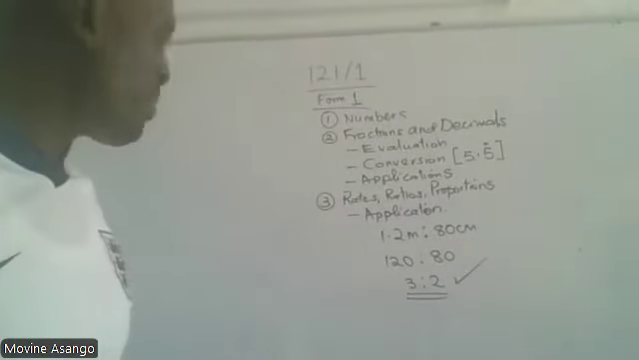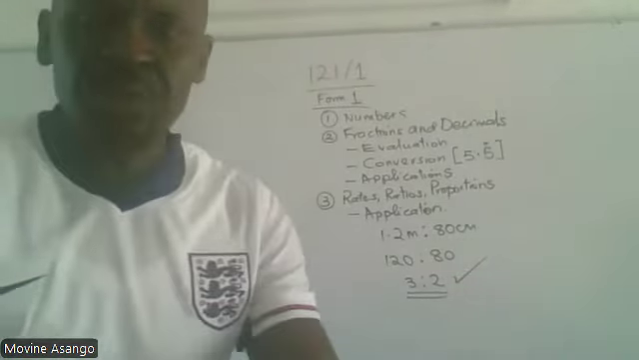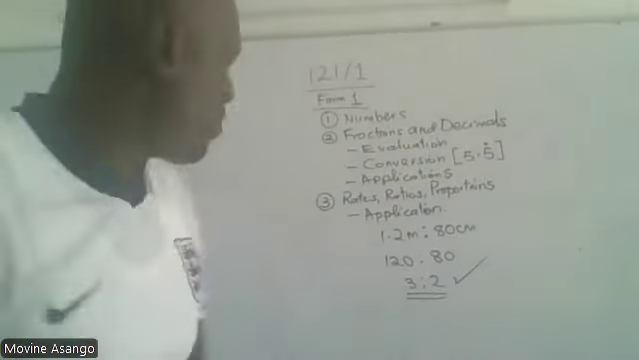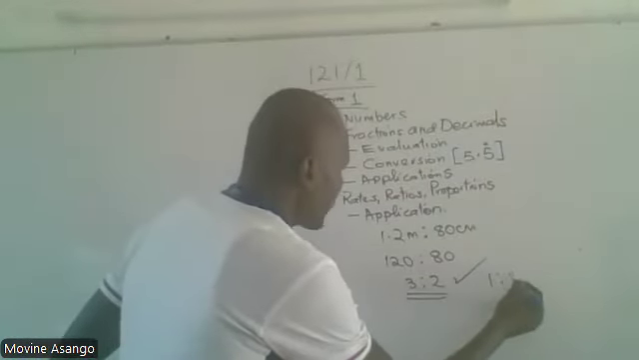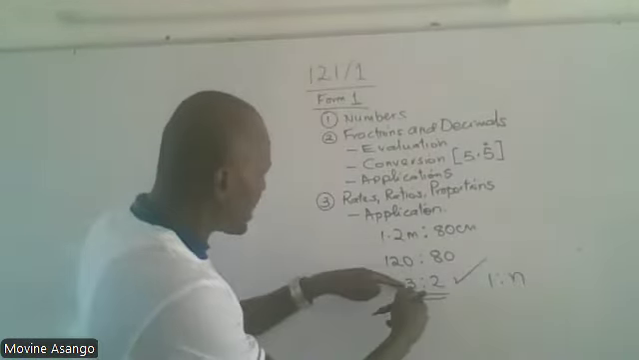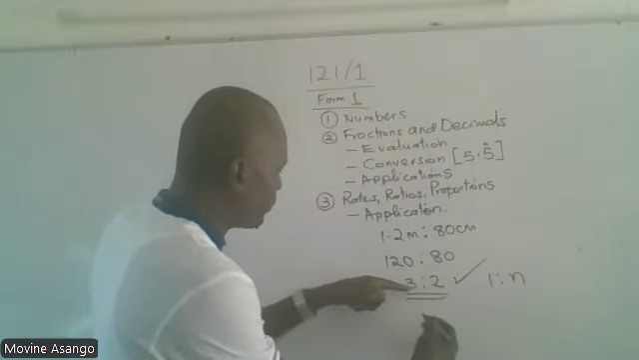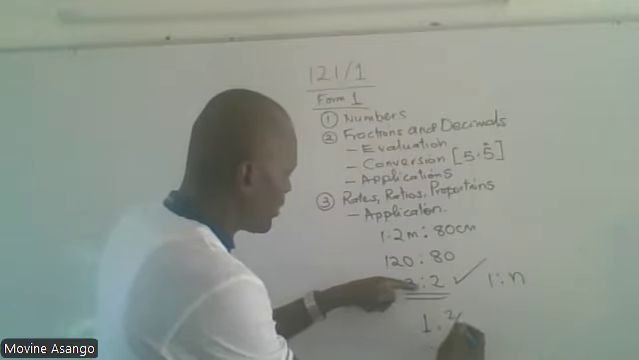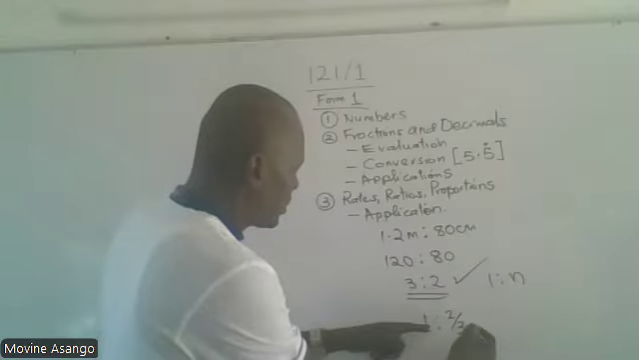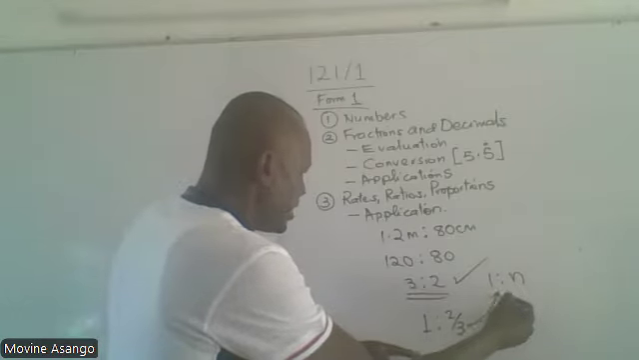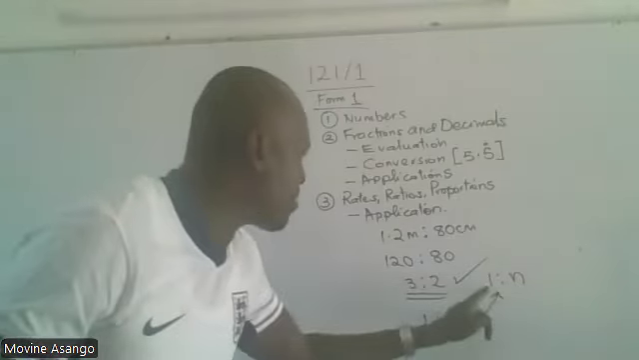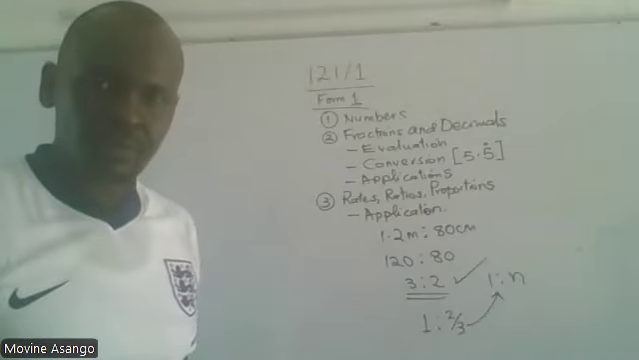If the examiner, for example, says, give your answer in the form 1 to n, then it means this side must be 1 and that side must be n. So divide by 3, which means you're talking about 1 to 2 over 3. This is in line with the requirement of the question.